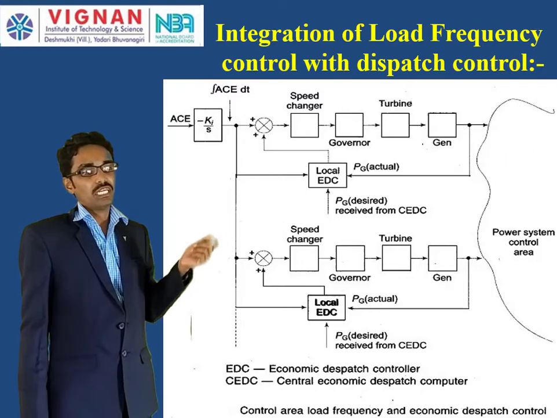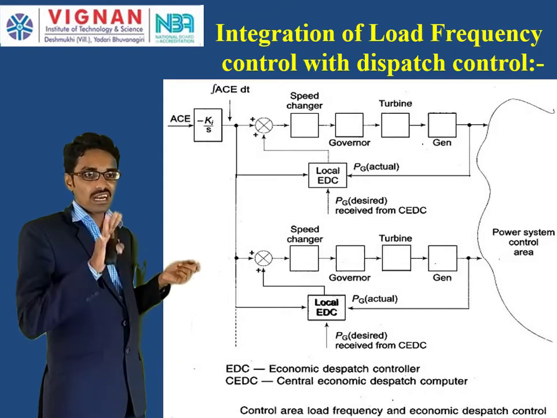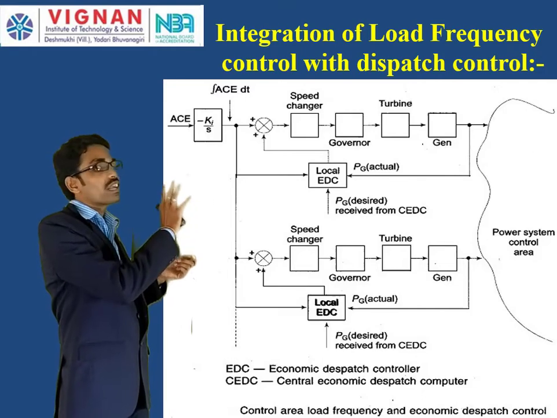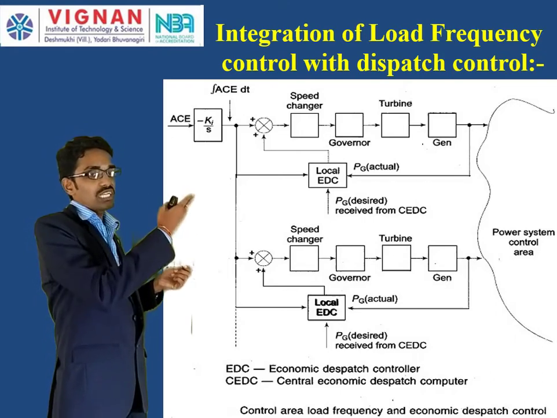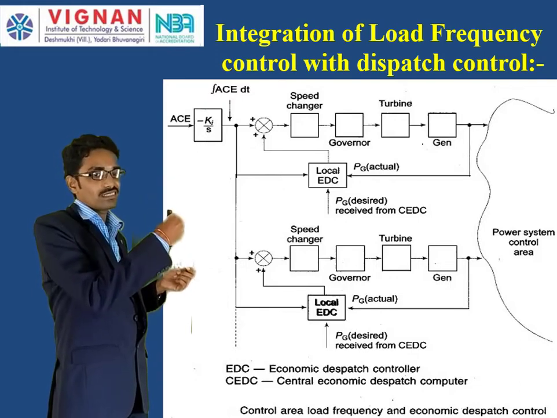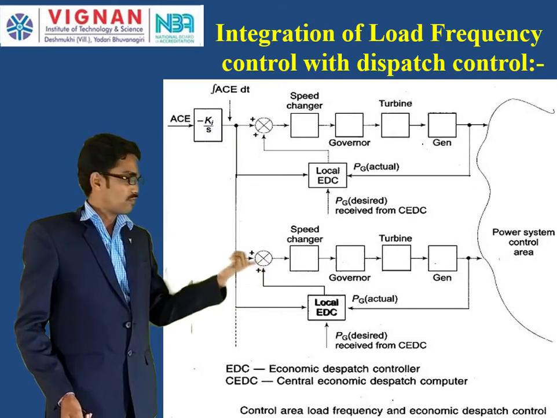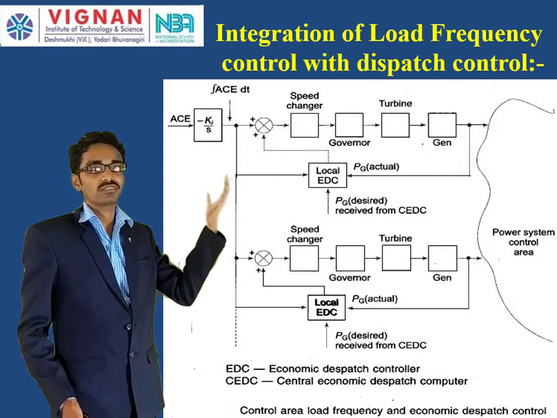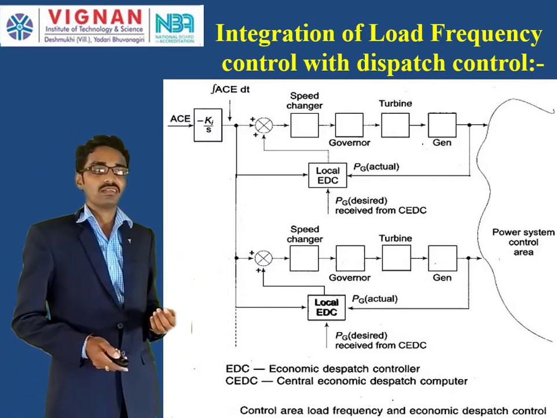For which generator we need to increase the generation, which generator has the low cost of generation, that data is available with the local economic dispatch controller. So the local economic dispatch controller controls, and decides for which generator we need to increase the demand so that we increase the generation, and from which we need to decrease the generation. If the lower one has the highest cost of generation, for this lower one the generation is going to be decreased, and the upper one is going to be connected with the maximum load. So that is the integration of load frequency control with economic dispatch control.